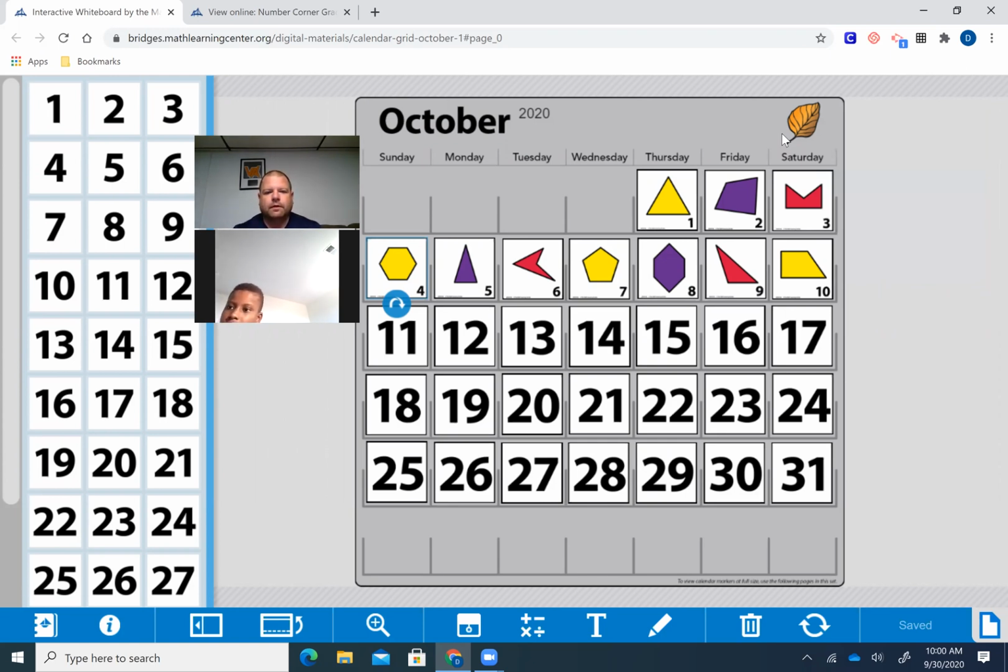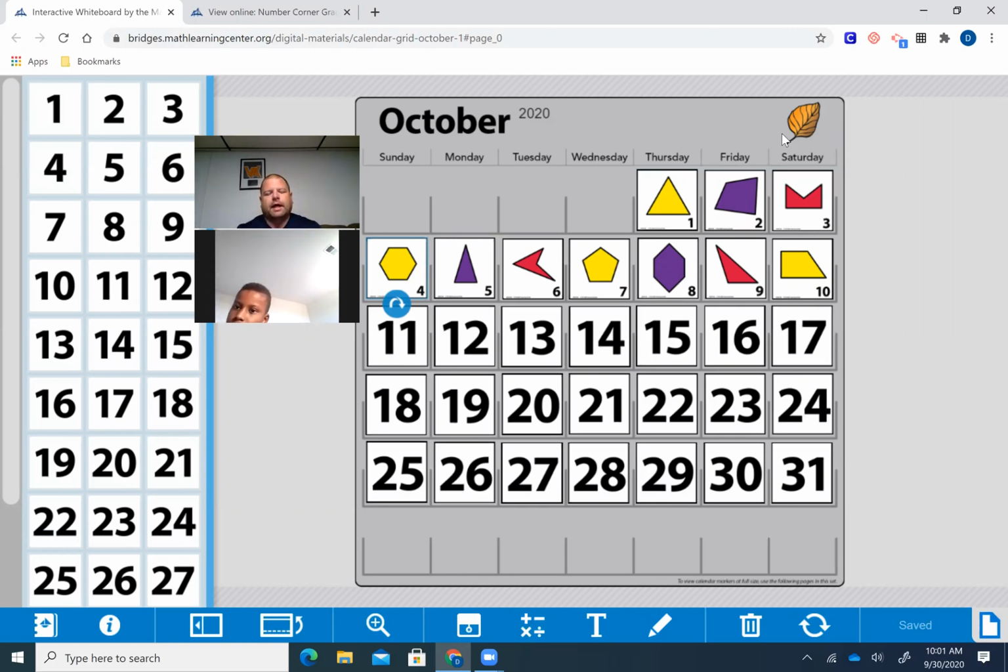Okay. A pattern that I see is yellow, purple, red. Okay. Yellow, purple, red. Right. So there's a color pattern. So what do you think card 11? What color do you think card 11 is going to be? Purple.